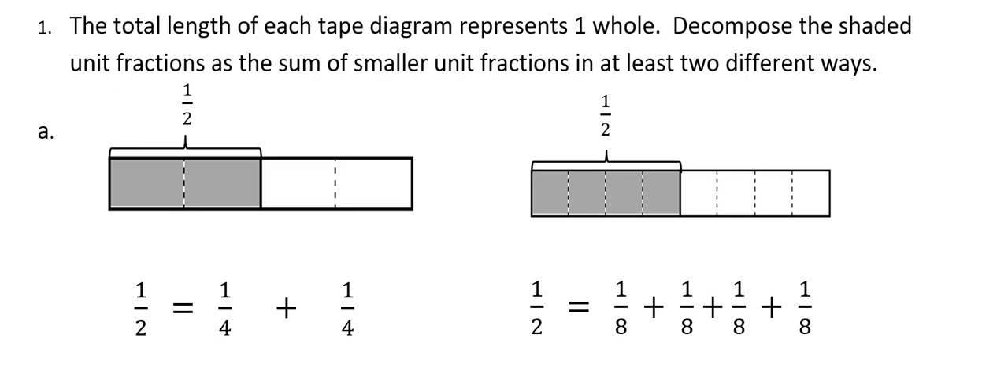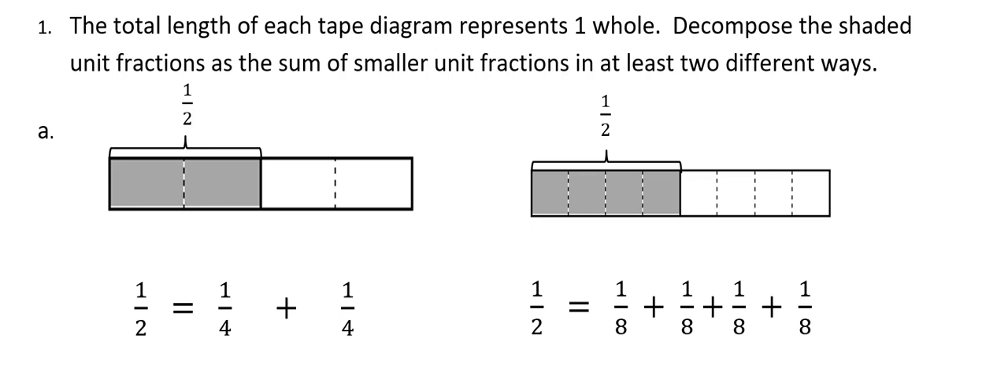This tutorial is for 4th grade, Module 5, Lesson 4. In this lesson, we're going to see how we can make equivalent fractions by breaking down unit fractions into smaller unit fractions. The directions for Part 1 say, the total length of each tape diagram represents one whole. Decompose the shaded unit fractions as the sum of smaller unit fractions in at least 2 different ways.